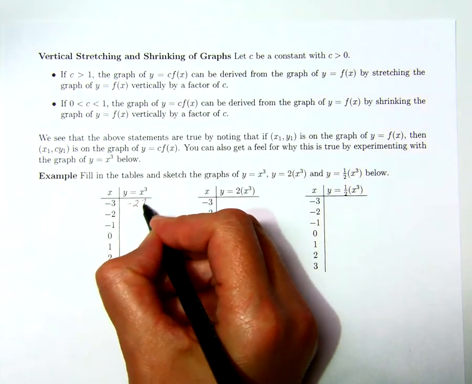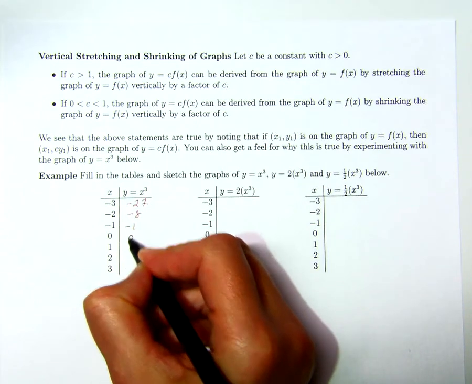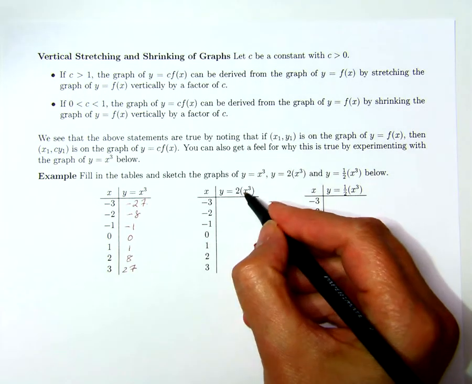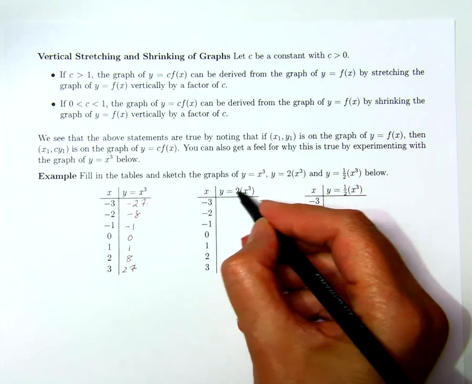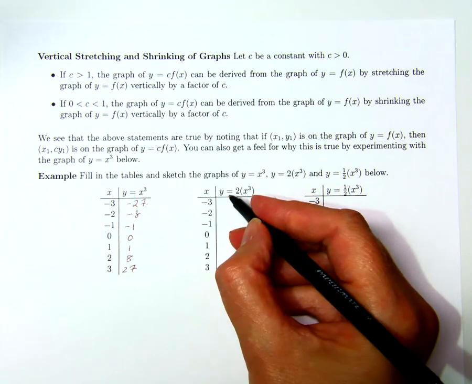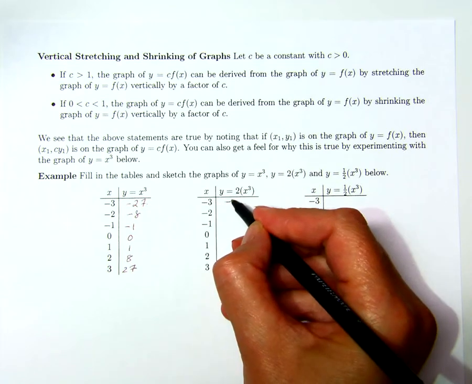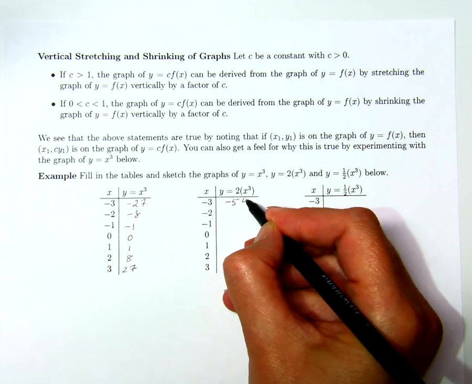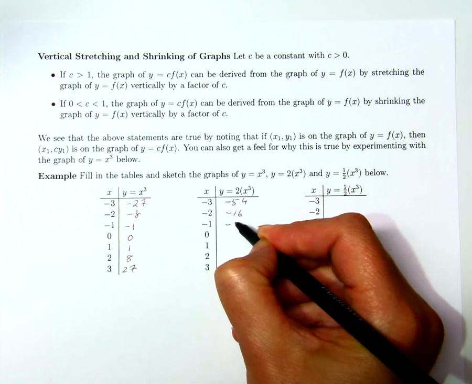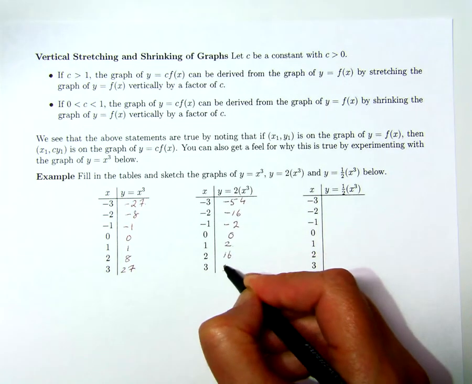So we take some points on the graph. And then we look at the graph of y equals 2 times x cubed, and you can see that for corresponding x values, this simply doubles the y value on the graph. It's 2, 16, and 54.